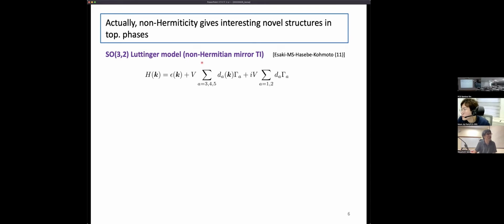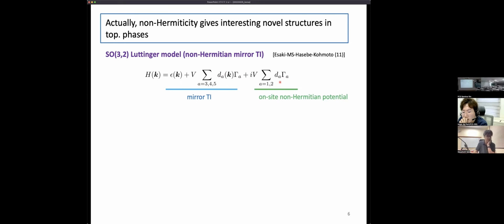And this is a non-Hermitian version of the mirror topological insulators. And we are considering two-dimensional systems. And we assume that the system supports the mirror reflection symmetry with respect to the Z direction, if you neglect the non-Hermitian term. Actually, this is a Hamiltonian of the mirror topological insulators, and we also have on-site non-Hermitian potentials here.